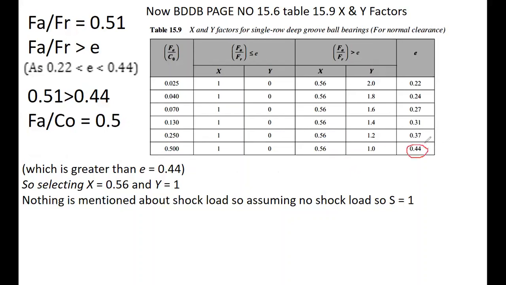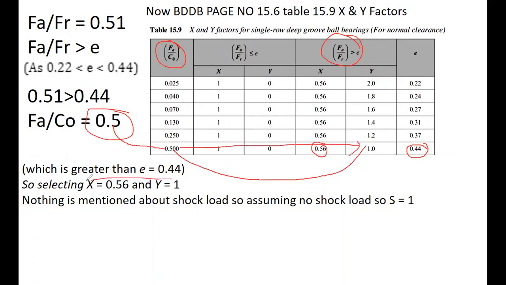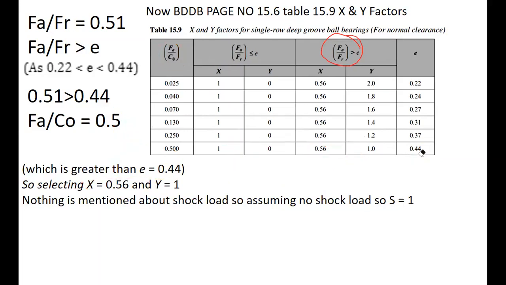First, you have to compare FA upon FR with E, and then you will get X as 0.56. Then for Y, we see FA upon CO, and since here FA upon CO is 0.5, in front of that value the Y value is 1. So we have taken X as 0.56 and Y as 1. Moving ahead, nothing is mentioned regarding the load condition, so we will take no shock load and assume S or KA, the application factor, or service factor, shock load factor, as 1.